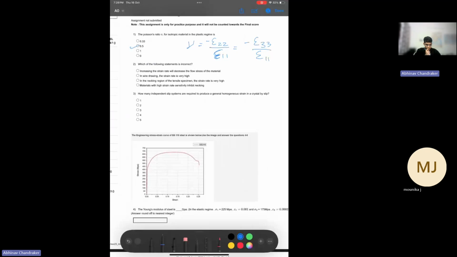Another way to validate this is, we know that for isotropic materials there is no volume change when you load the material, and volume change is epsilon 1 1 plus epsilon 2 2 plus epsilon 3 3. This should be equal to 0 if it's an isotropic material. So the correct answer is 0.5.